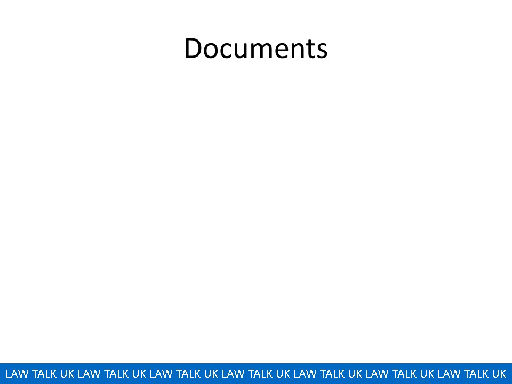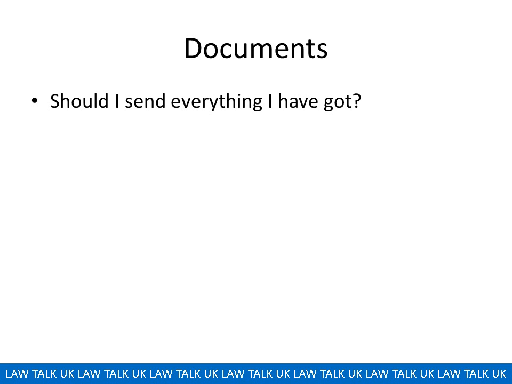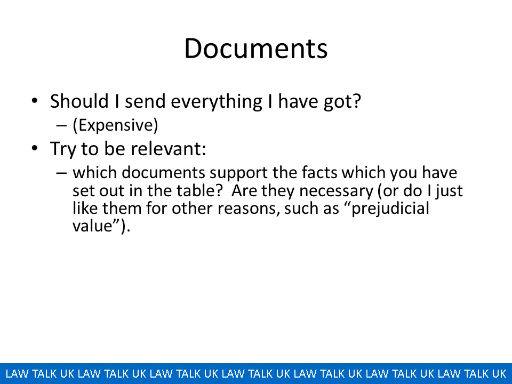I want to say something about documents. You'll ask yourself whether you should send everything you've got, but this of course is expensive, so a better way of dealing with this is to try to be relevant. Now, sometimes that's easier said than done. How do you identify what the relevant documents are? Well, if you've gone through the table that I've suggested you use as your core document, you'll already have identified documents which prove or support the facts that you're asserting in your events column.